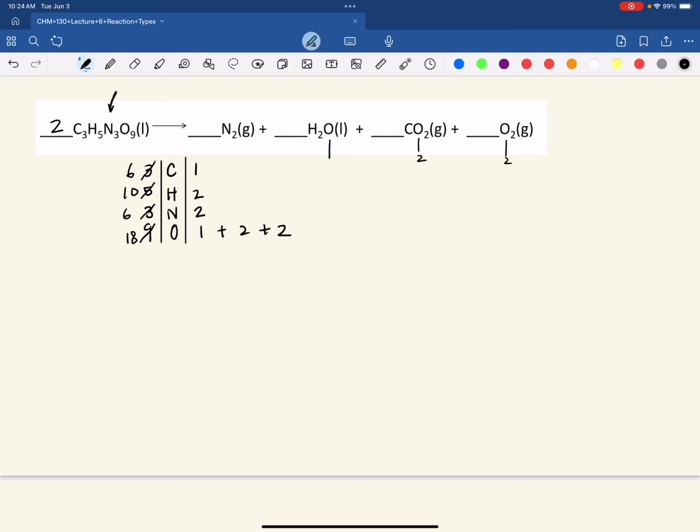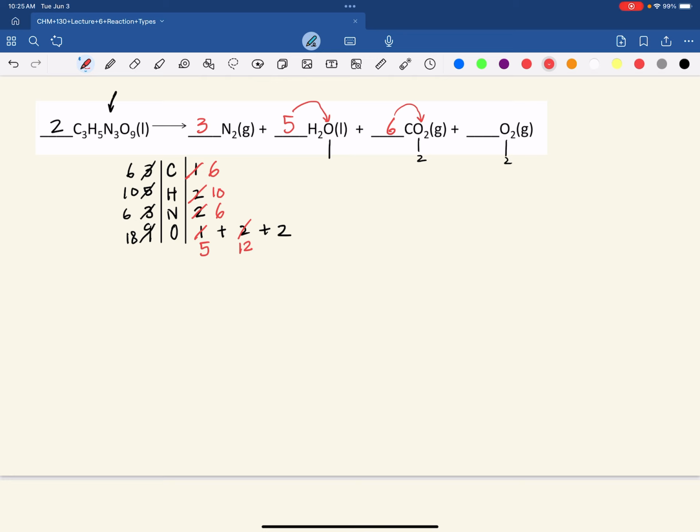All right, so now that we're here, let's balance the carbon first. The carbon, we need 6, so we need to put a 6 here. This affects this oxygen count. 6 times 2 is 12. Okay, then let's fix the hydrogen count. We need 10, so we're going to put a 5 here. This affects this oxygen count, which now is a 5. Okay, and let's fix the nitrogen. We put a 3 in front. That makes it a 6. Okay, easy enough to do.